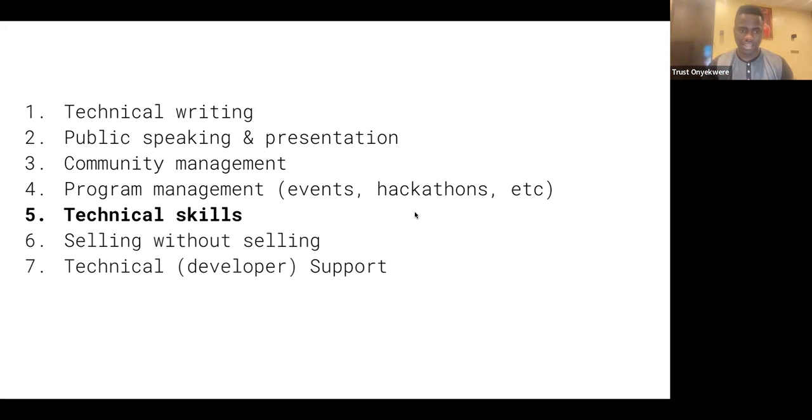The last is that selling without selling is a skill. They say developers hate selling. Nobody actually likes being sold to. They don't like all those things. But developers hate it more.